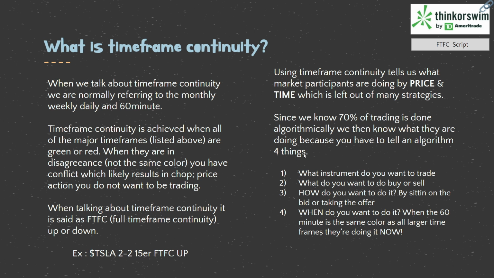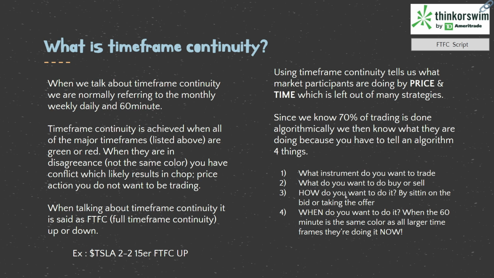So what are algorithms actually doing, and why can we pick it up with time frame continuity? Algorithms have to be told 4 things by a person. What instrument do you want to trade? Let's just say SPY. What do you want to do? Buy or sell? So are they going to be buying SPY or selling SPY? How do you want to do it? By sitting on the bid, taking the offer, hitting the bid, etc.